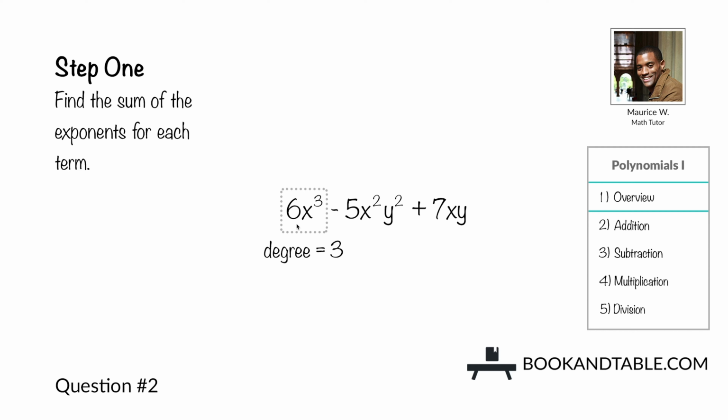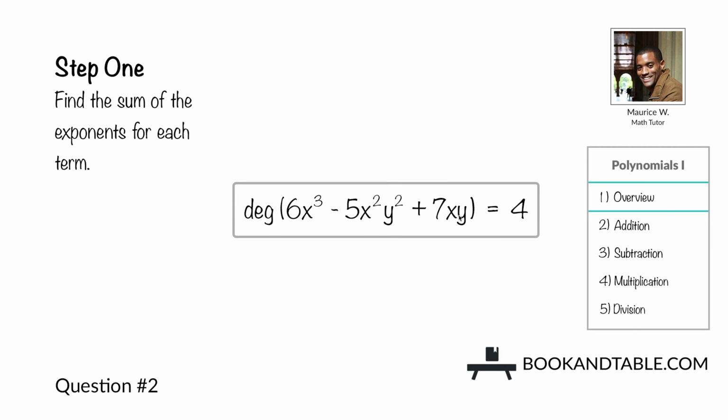So the degree of this term is equal to 4. And then the third term, we have 6x to the 3rd. The variable has an exponent equal to 3. So the degree of this term is equal to 3. So we have a degree of 3, a degree of 4, and a degree of 2. So the degree of the entire polynomial is equal to 4.